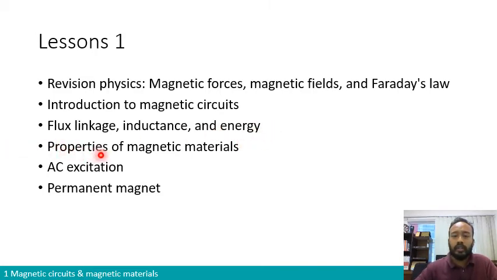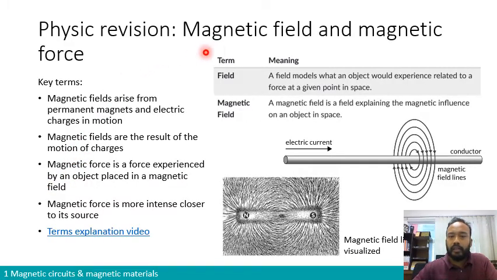And then we'll talk a bit about properties of magnetic materials, and then AC excitation. AC excitation means the current delivered to the motors in order to rotate the motors. So we need to do some revision on, for example, sinusoidal current, sine wave, or three-phase current. We'll talk about it a bit, and then at the end a bit on permanent magnets at the end of lesson one. So let's start with a revision on magnetic field and magnetic forces.